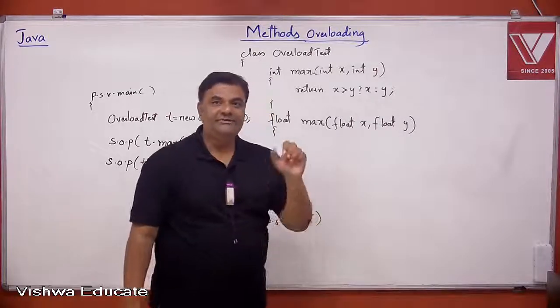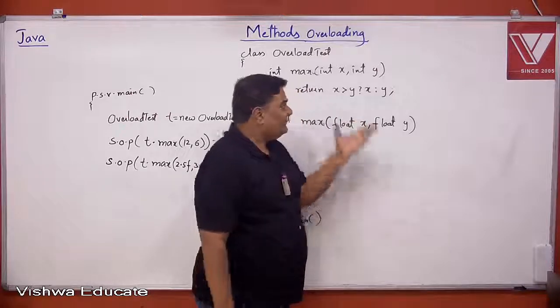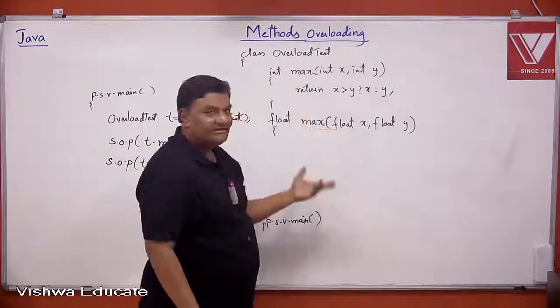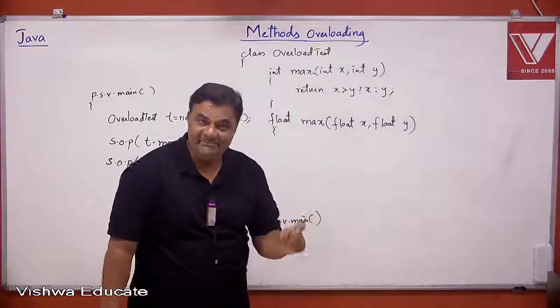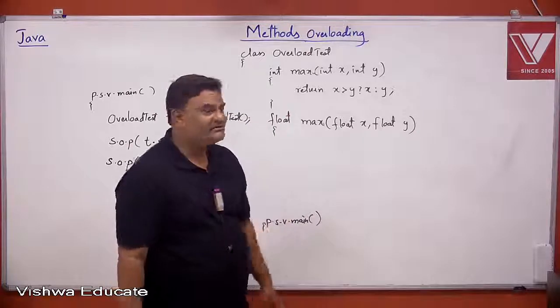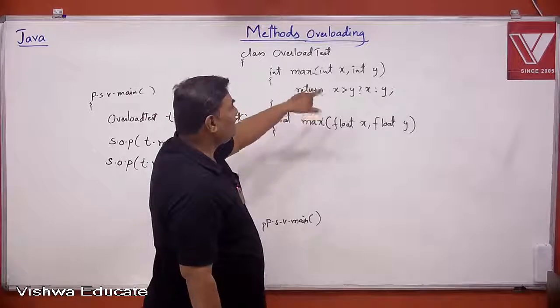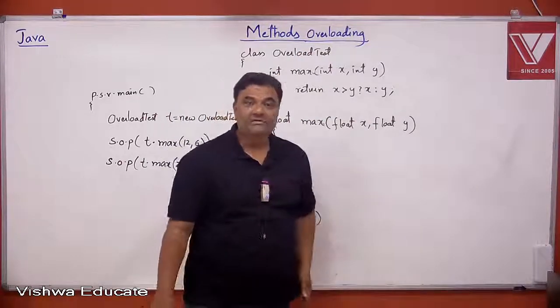But there should be some difference. What should be the difference? The arguments must be different. Yes, they are different. Float and int. That is int and this is float. So you can have more than one method with the same name but different argument list, and such methods are not called the same method. They are called overloaded methods. So that's it. This is method overloading.